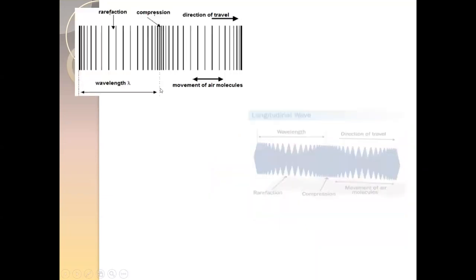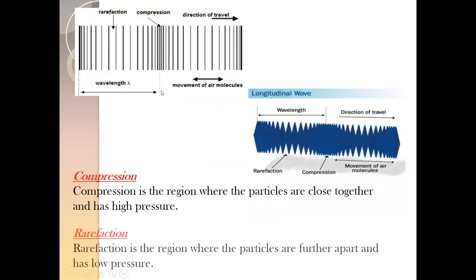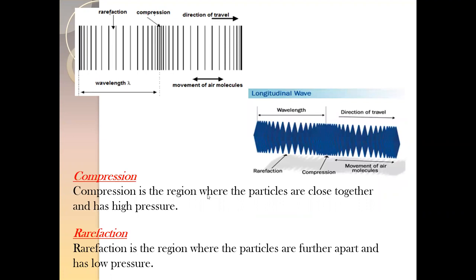So the regions of high pressure are compressions and the regions of low pressure are rarefactions. Is the concept of the two types of waves, longitudinal and transverse, clear?